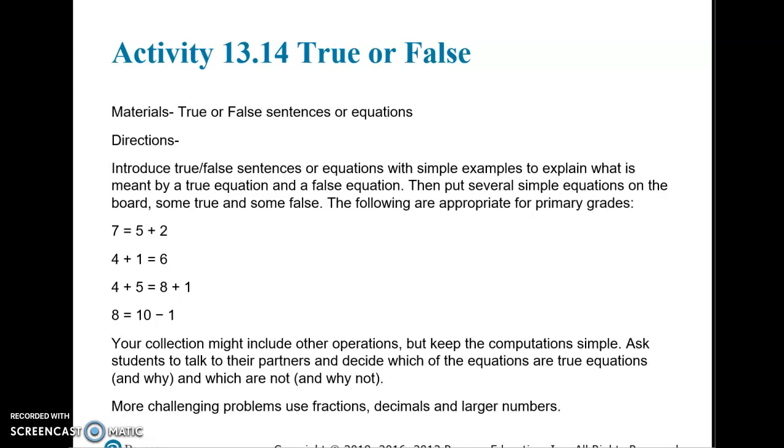True and false statements can help build relational understanding and address the student's misconceptions. Any of these could be the focus of a number talk, and the concrete idea of a balance or seesaw can help students' reasoning.